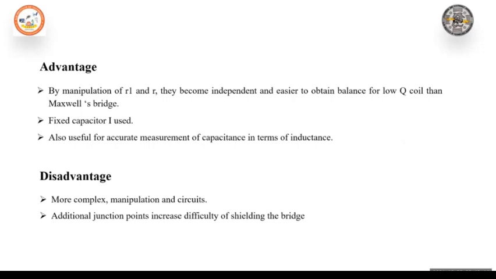For high Q inductances, the 1 by Q square term can be neglected. But for low Q measurement, the 1 by Q square term is significant, so it cannot be neglected. Hence, Hayes bridge is not that suitable for the measurement of low Q inductances. In such cases, we prefer Maxwell bridge. Okay, that's about Hayes bridge.